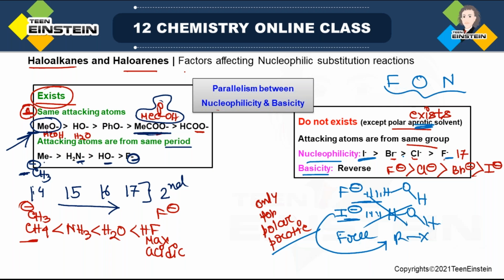But when it is polar aprotic solvent, this type of hydrogen bond formation does not arise. So now both F minus and I minus will behave in almost a similar order. Nucleophilicity is high for I minus because the electronegativity of I is less than F, so it can easily donate electron density. And when you consider basicity, then also the same order. Fine. Should I repeat any part in this slide?